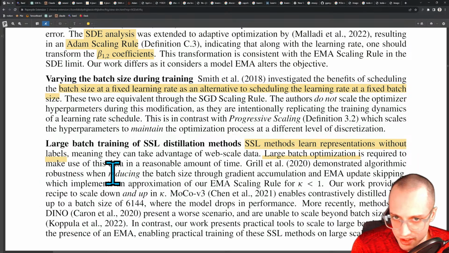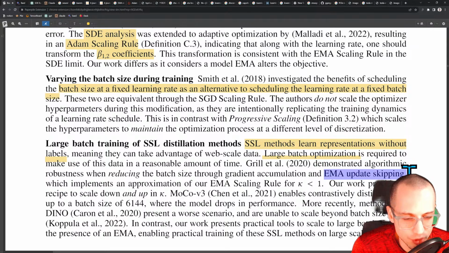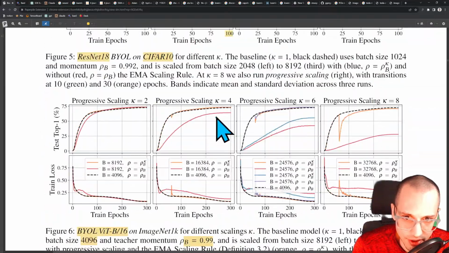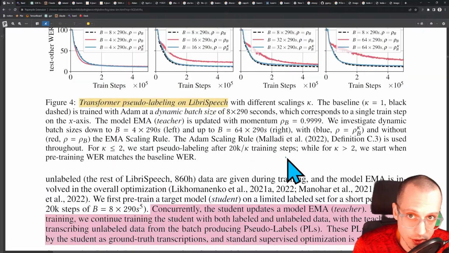Demonstrated algorithmic robustness when reducing the batch size through gradient accumulation and EMA update skipping, which implements an approximation of our EMA. Okay, so somebody came up with some weird engineering solution here where they accumulated gradients and updated the EMAs, the moving average, only sometimes. And here they're basically saying, okay, that's actually a version of the EMA scaling rule that we came up with. Our work provides a recipe to scale down and up in K, which they're showing in all these plots up here, where you have K equals 1/2, but also K equals 2.